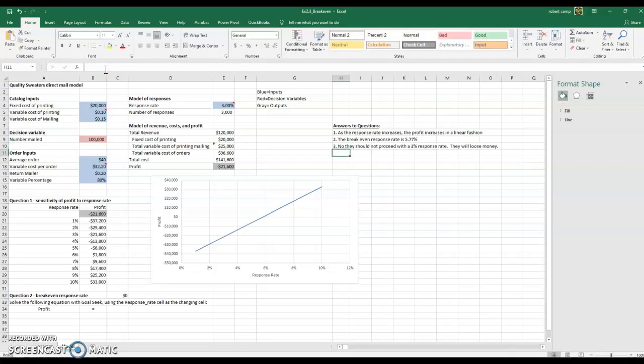So some basic Excel, all kind of really useful stuff for this class.